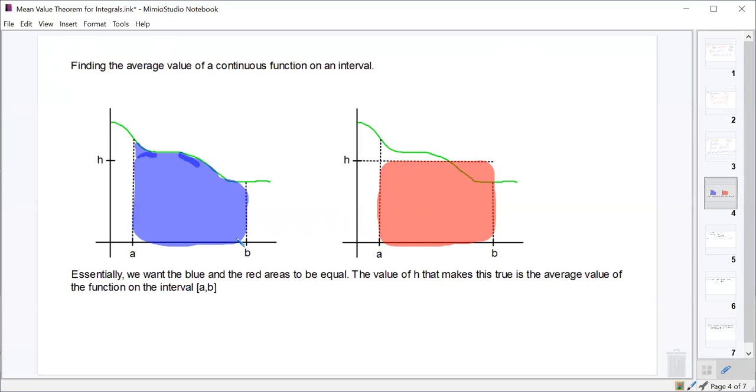The way the average value of a continuous function is defined is, find the area underneath the curve on the interval. So find the area from A to B, and then find the height of a line that, if I were to extend the line from A to B and make a rectangle out of it, the two areas would be the same. So it's saying the area under the curve is equal to the area of a rectangle of height h that extends from A to B, the same length as our interval. Does that make sense?